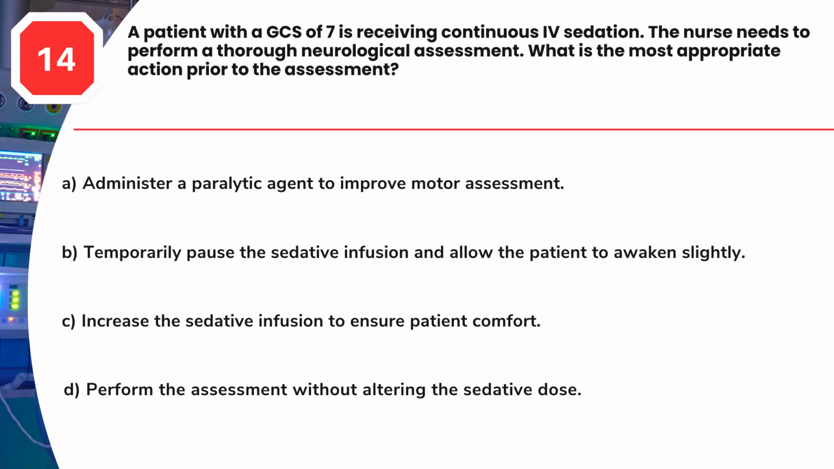Question 14. A patient with a GCS of 7 is receiving continuous propofol sedation. The nurse needs to perform a thorough neurological assessment. What is the most appropriate action prior to the assessment? A. Administer a paralytic agent to improve motor assessment. B. Temporarily pause the sedative infusion and allow the patient to awaken slightly. C. Increase the sedative infusion to ensure patient comfort. D. Perform the assessment without altering the sedative dose.